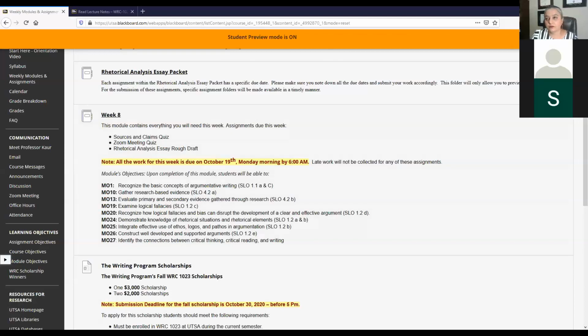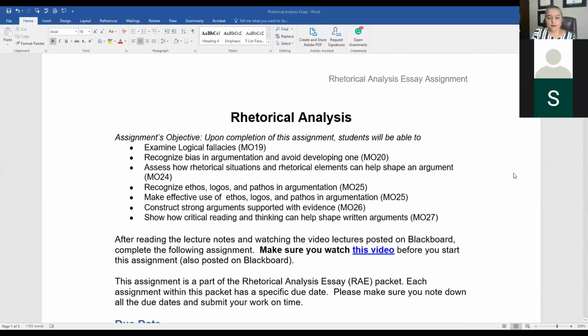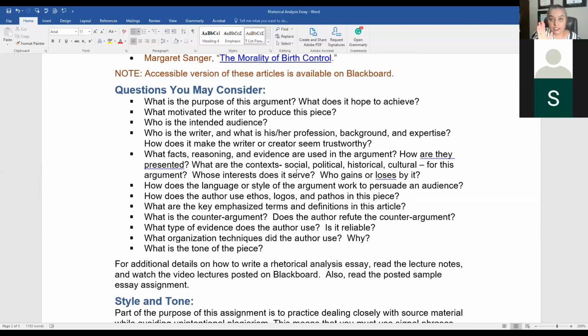So now I'm going to stop sharing this page, and I will share with you your rhetorical analysis assignment. Okay, I am sharing the final draft prompt, because if you understand the final draft prompt, you basically will understand what the rough draft is going to be like. The only difference usually is in the length. The rough draft for this essay has to be 3 to 4 pages, whereas the final draft has to be 4 to 5 pages. For this assignment, you are analyzing the pieces.